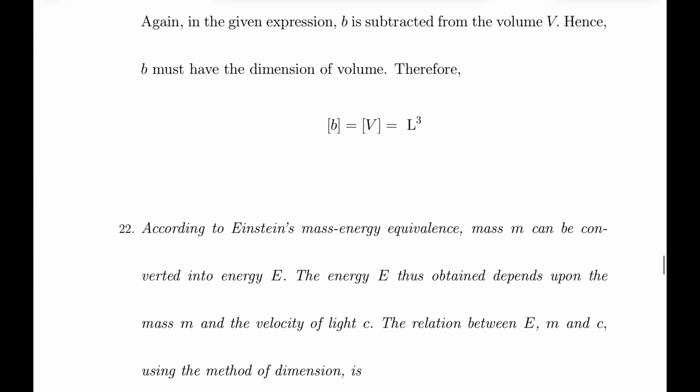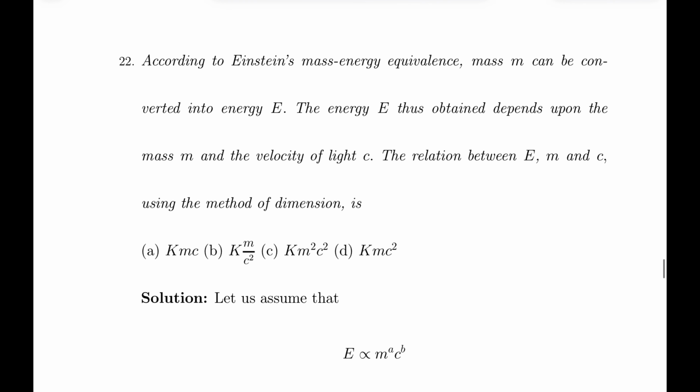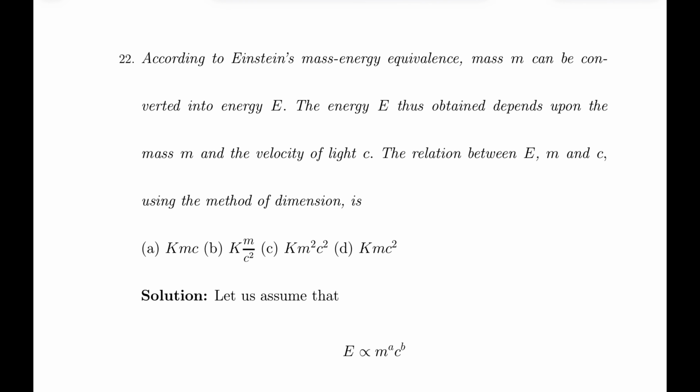Next. According to Einstein's mass energy equivalence, mass m can be converted into energy. The energy E thus obtained depends upon the mass m and velocity of light c. The relation between E, m, and c using the method of dimension is which of the following?